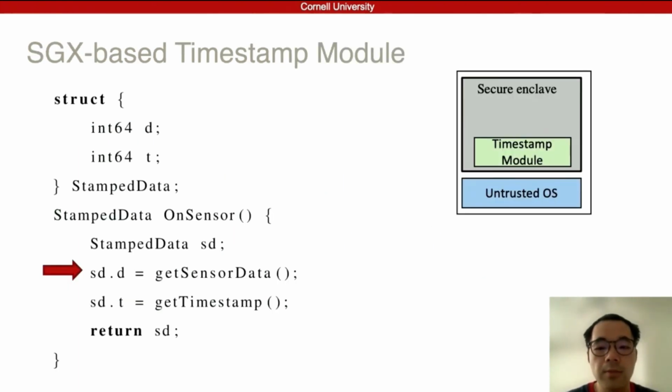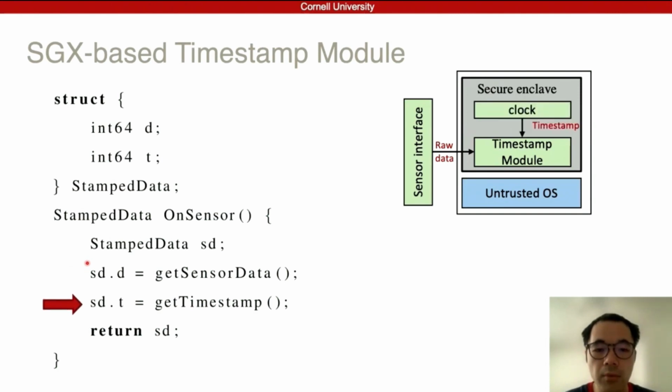Let's see how the timestamp works in code. We show a common struct with data and the timestamp. The struct is common in ROS. We show code for a typical timestamp module. First, it reads the sensor data. Next, it reads the timestamp. Then the timestamp data is consumed by other control software.